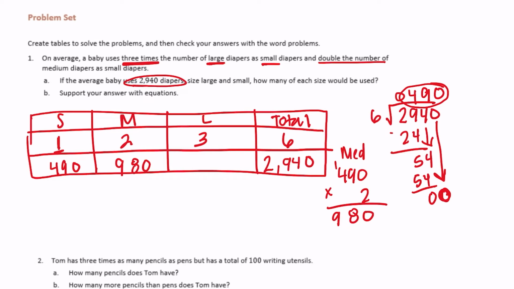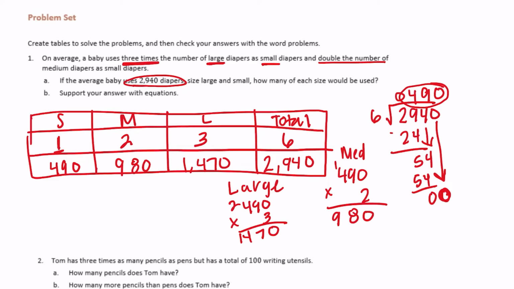And then large is 3 parts. So large, let's do 490 times 3. 9 times 3 is 27. 4 times 3 is 12, plus 2 is 14. So 1,470 large diapers.